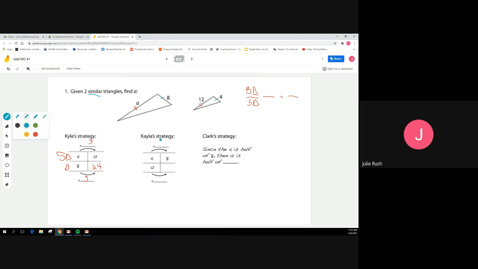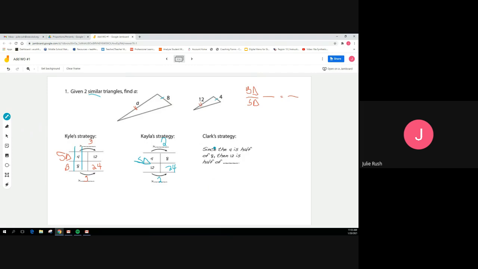Let's see what Kayla did. So Kayla wrote 4 and 12, and she wrote the 4 and 8 across. So here is her small triangle, going straight across. She has it going this way. Either way, it does not matter. So she looked at 4 and 8 and said, okay, well, what do I do to 4 to make it an 8? I multiply by 2. So what do I do to 12? I multiply it by 2, and you get 24. So notice, both Kayla and Kyle got 24 because they've set up their proportion correctly, okay?